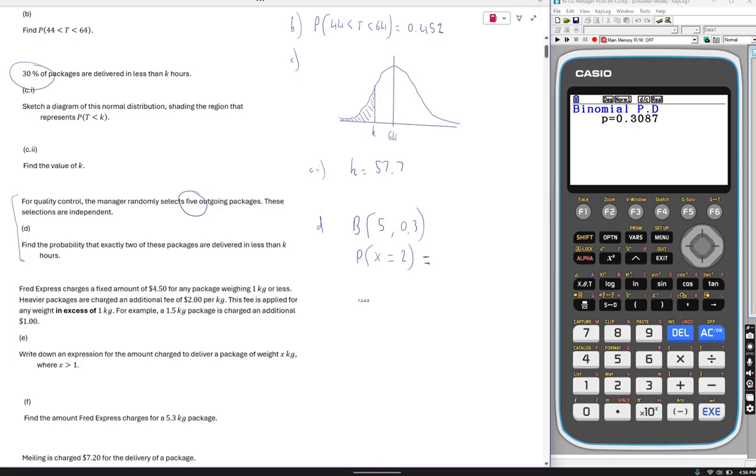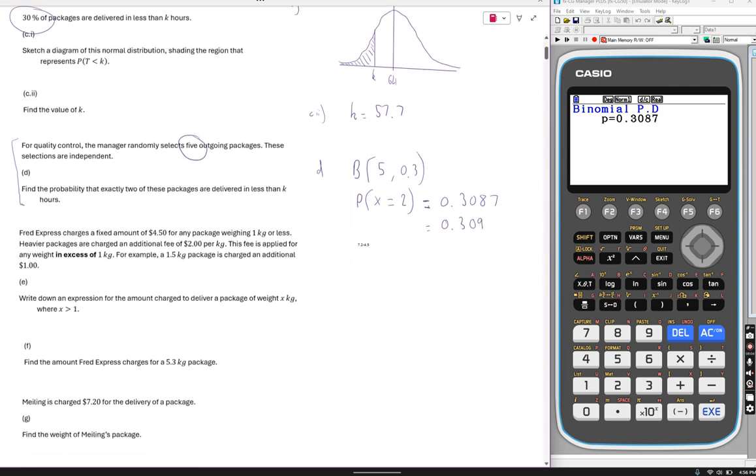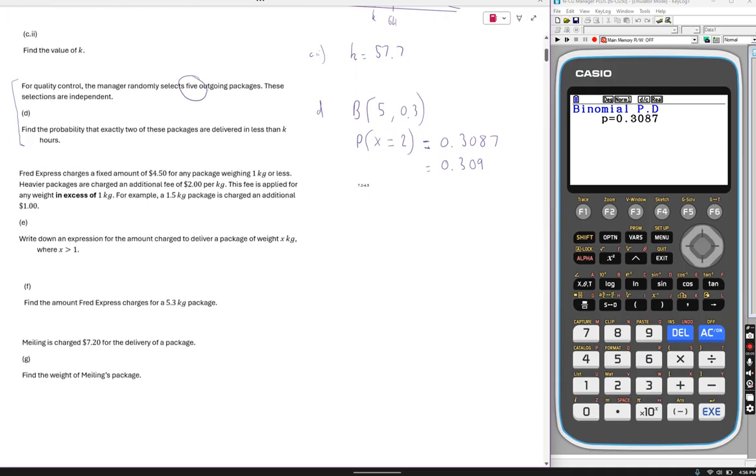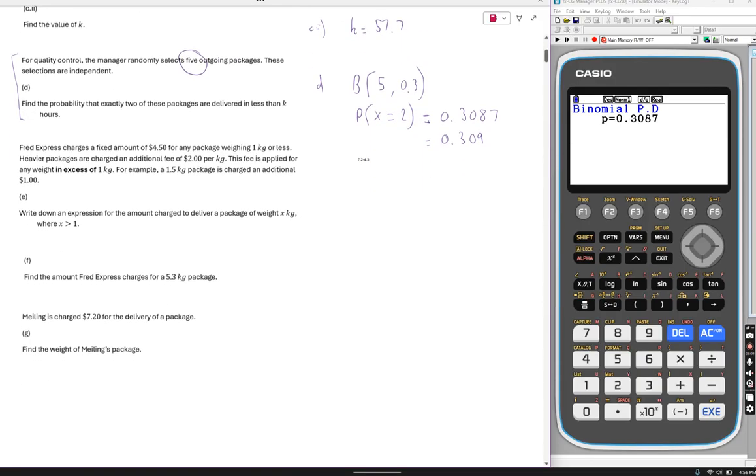So I'll do that over here, 0.3087. 3 significant figures is 0.309. That's the hardest part of this question in my view.